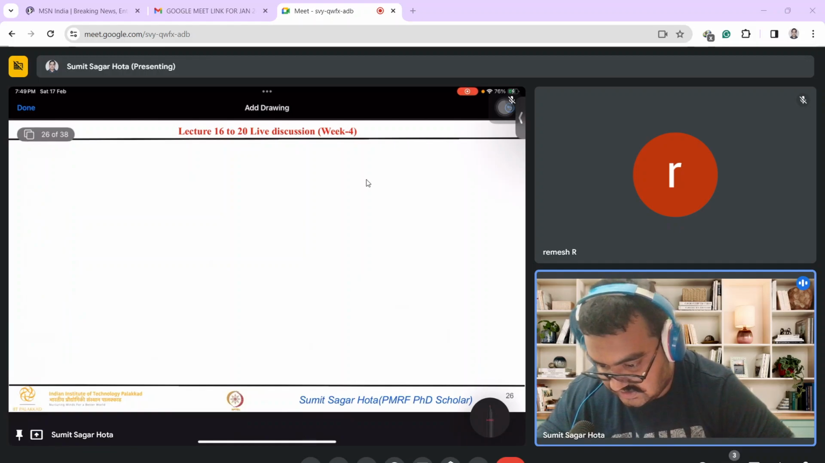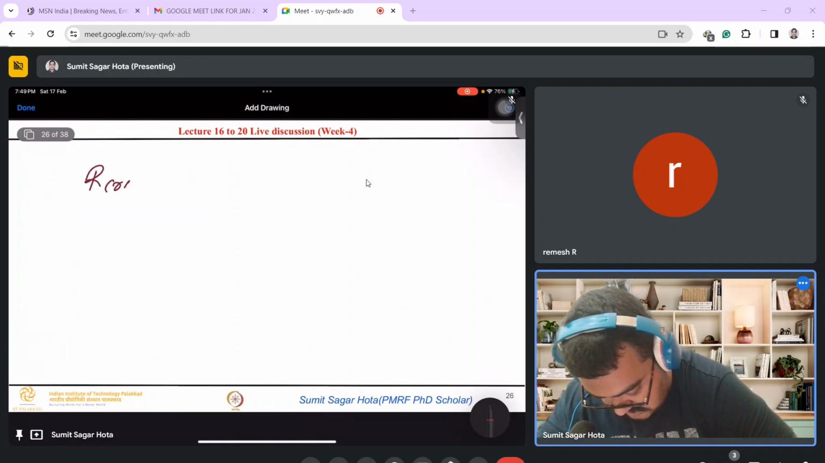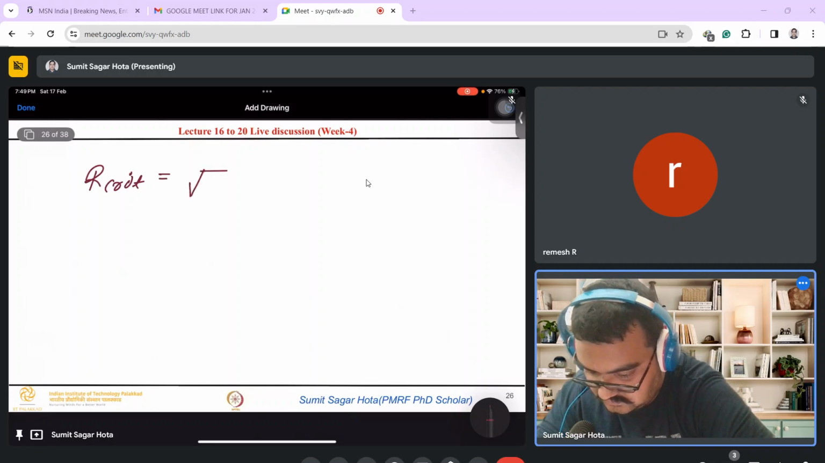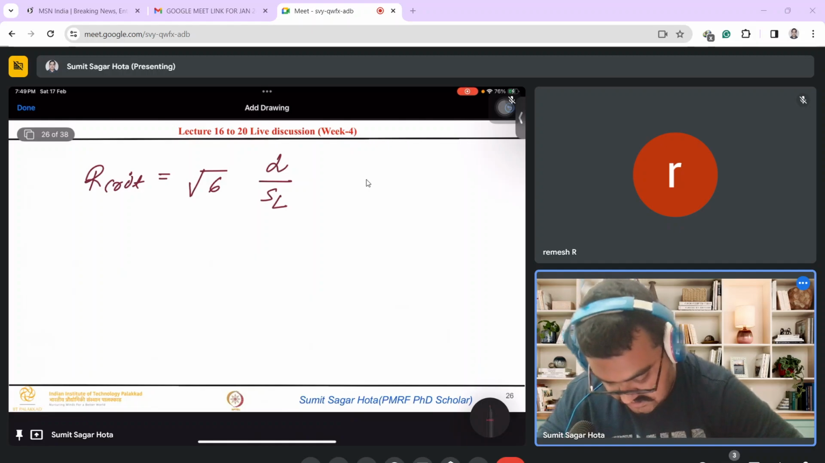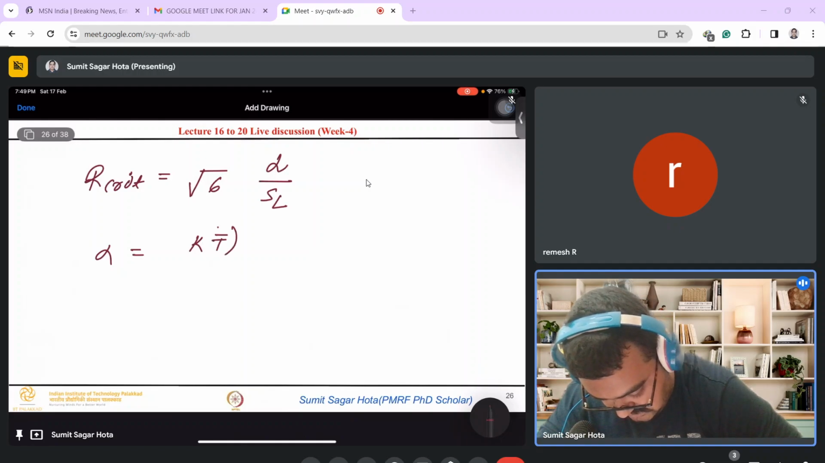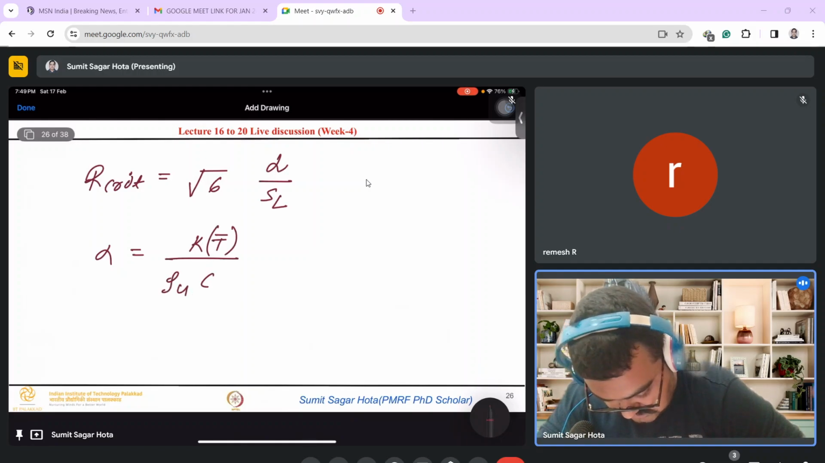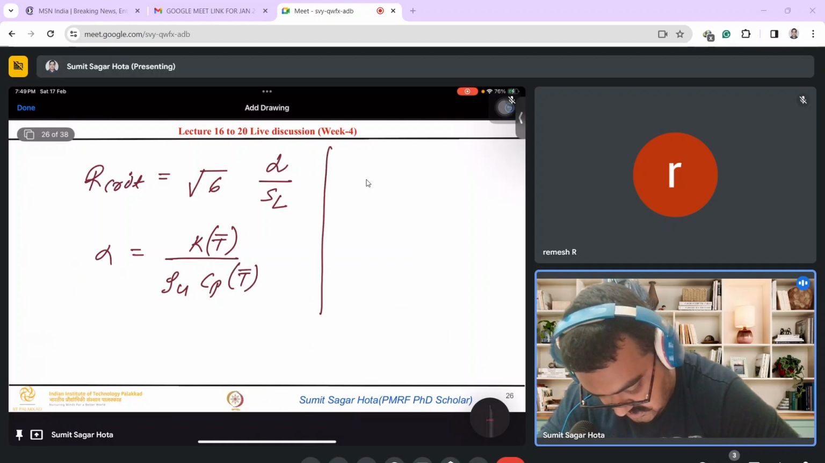Now we have to find out the critical radius. R critical is equal to root 6 alpha by S_L. Now how will you find out alpha? Alpha is K of T bar by rho_u Cp. So how to find T bar? The average temperature, 1 by 2 (T_u plus T_b).